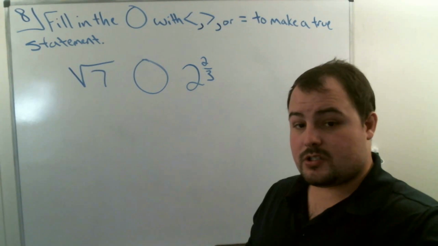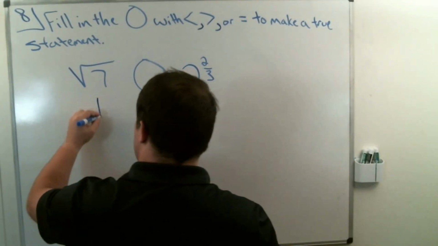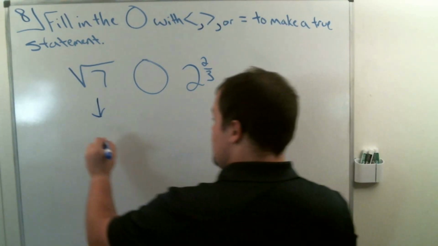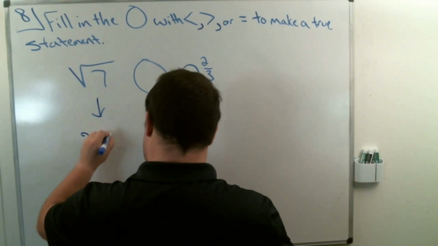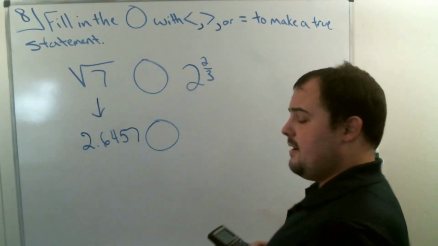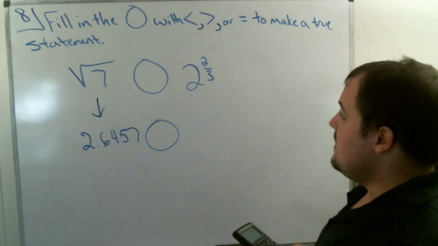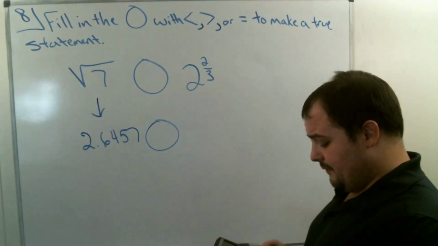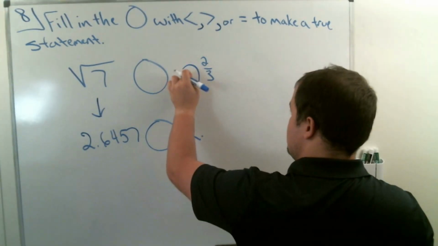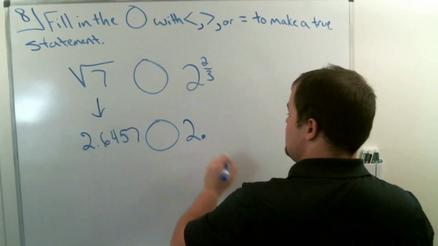So one of the first things that I suggest, this is up to you, but I suggest that you change everything to decimals. It's a lot easier to compare decimals and to look at those and say which one is bigger than the other. So what I'm going to do is type the square root of 7 in my calculator. Square root of 7. That's 2.6457. It keeps going, but I'm going to write down that many decimals. And 2 and 2/3, so I'm going to figure out what 2/3 is. Well, this is 2, because that's what the whole number is. That's always in front of the decimal.